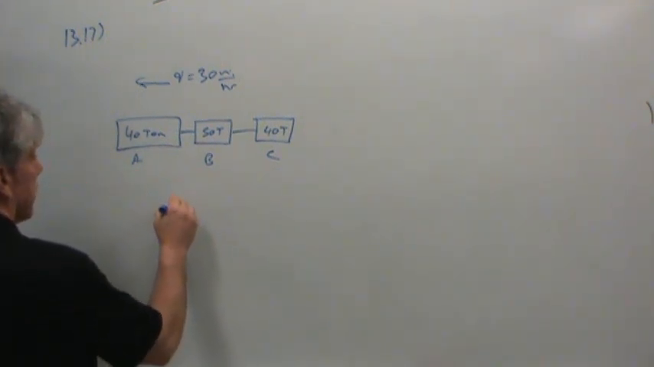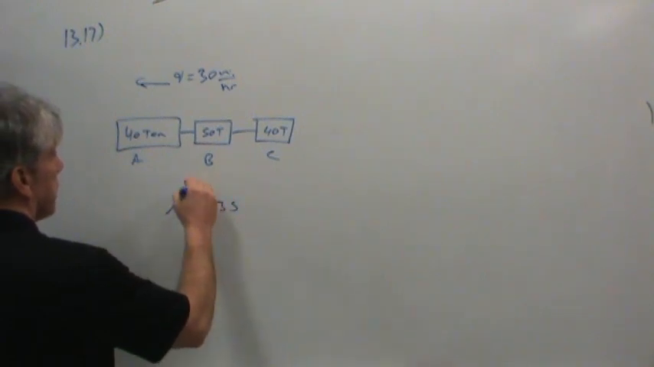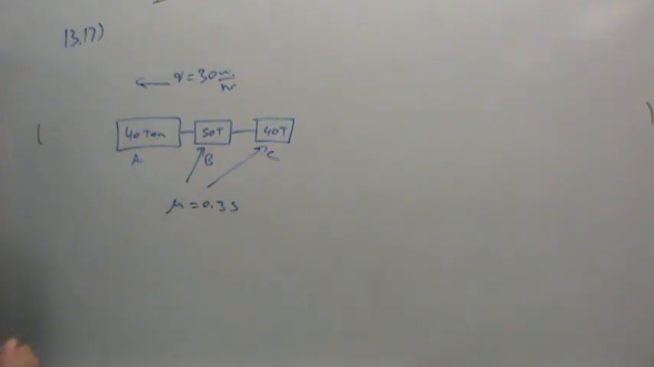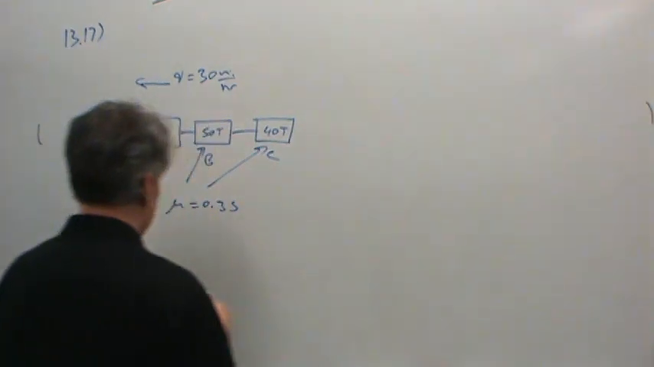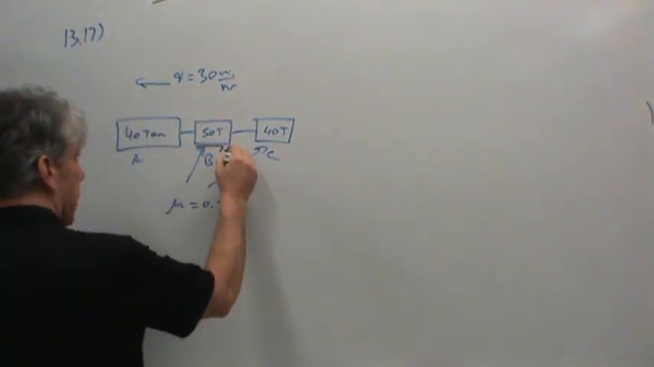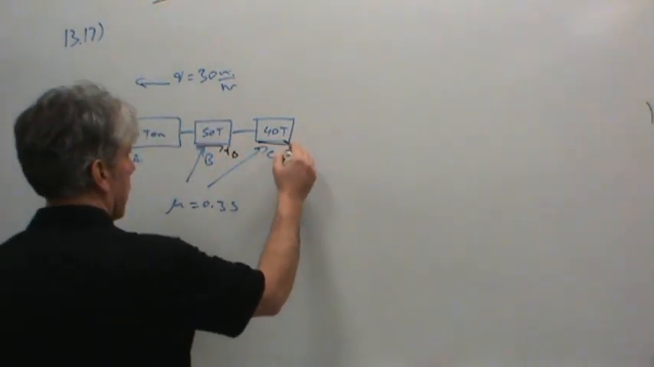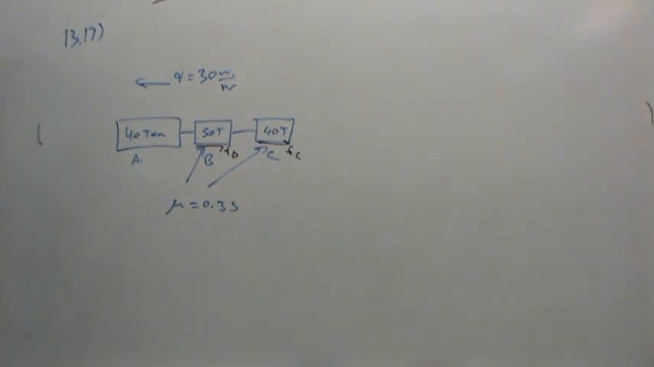Mu equals 0.35. It's applied there and there, but not there. Okay. So of course there's going to be some friction forces. And those friction forces are at their maximum. How do I know? Because it's sliding, right?